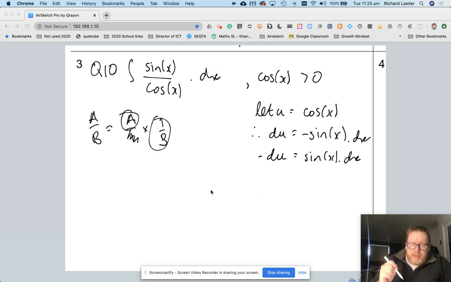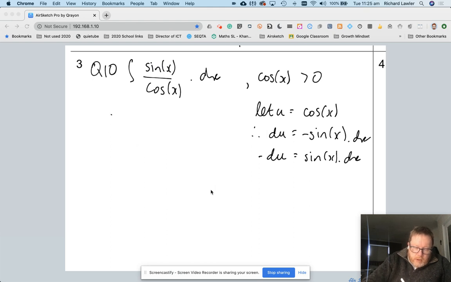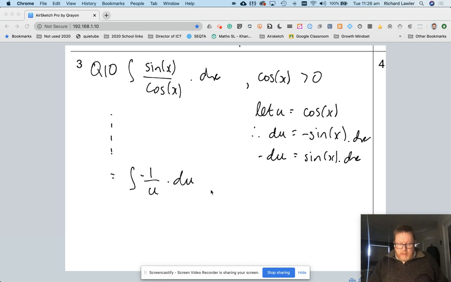So that bit has been highlighted. Just get rid of this bit. So that is now equal to the integral of 1 on u du. Again, I'll just point out that the sine x dx has been replaced by negative du, so that'll be negative 1 on u du. So we've got negative du, and that's where the negative 1 comes from, and the cos x is now u.